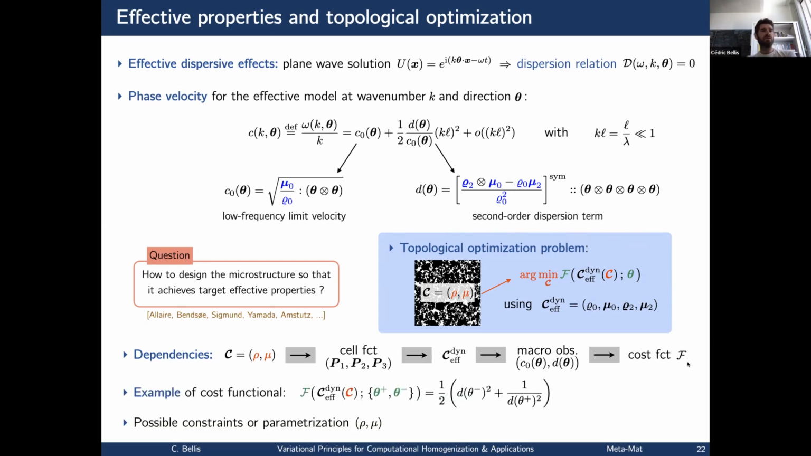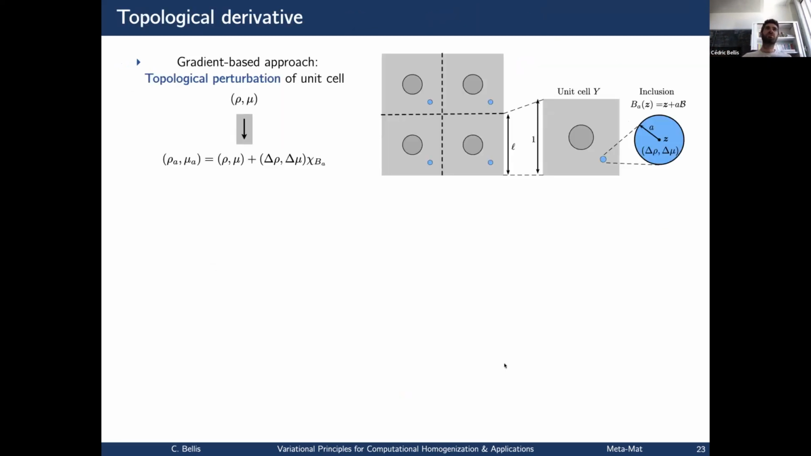So as an example of a cost functional, we can typically try to minimize the dispersion in a direction theta minus and maximize it in the direction theta plus. Okay, so we have a minimization problem for the effective parameters. So how to solve this minimization problem?